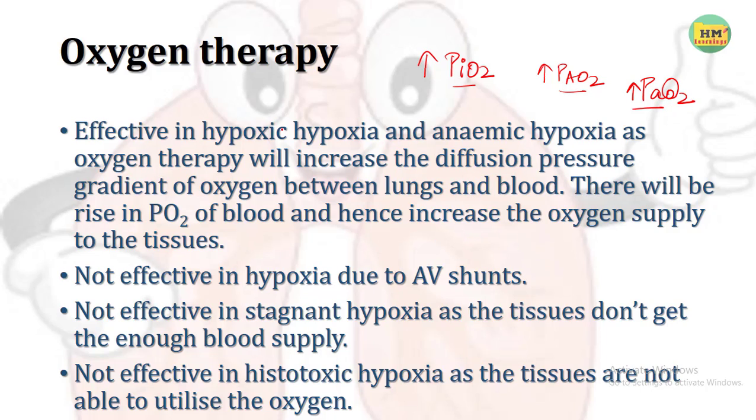So it is effective in hypoxic hypoxia, but not effective in AV shunts, because the defect is at the heart level. Whatever amount of oxygen you apply, there is a shunt, so it will not help that much. It is also not effective in stagnant hypoxia, as the tissues don't get enough blood supply. And not effective in histotoxic hypoxia, as the tissues are not able to utilize the oxygen.